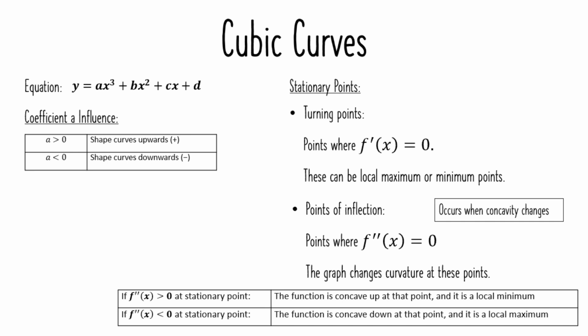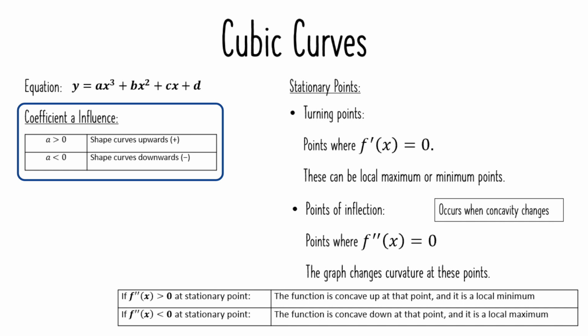Let's take a look at the coefficient a and its influence. The sign of the coefficient a affects the direction of the curve's opening. If a is positive, the curve opens upwards, resembling a U shape, but with one end typically tilted more than the other. If a is less than 0, if a is negative, the curve opens downwards, resembling an upside down U.